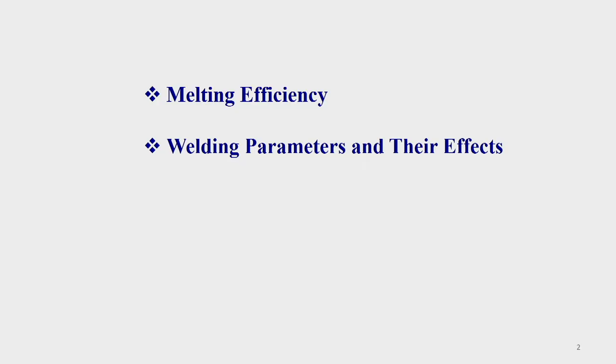After that, I will discuss the effect of process parameters on weld quality. Last class I discussed the effect of only one process parameter, metal transfer. So in today's lecture, I will discuss the effect of different operating or process parameters on weld quality as well as deposition rate and weld width geometry in detail. So, this is the content of today's lecture. First, the melting efficiency, also called heat transfer efficiency, and another one is welding parameters and their effect on weld quality.